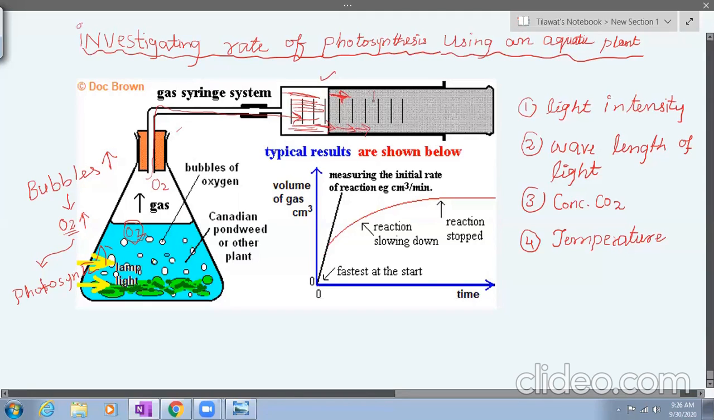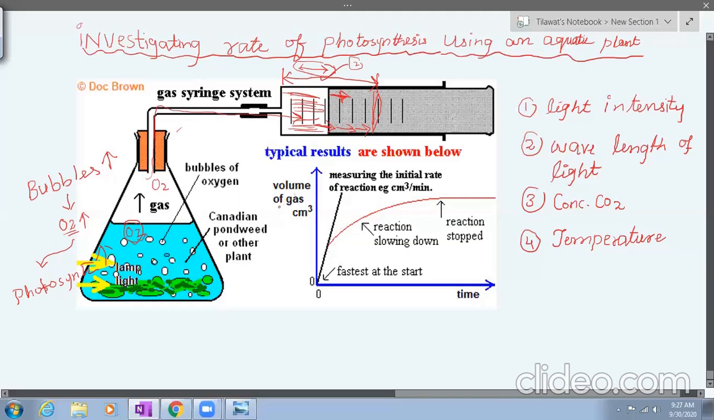If it covers more space, you have to measure this distance. So for example, in one experiment, it covered the distance from here to here, right? In another experiment, it covered less space. So it means the rate of photosynthesis is less in experiment number 2. Why? Because the piston covered less distance, so less oxygen accumulated here. So it means the rate of photosynthesis is low. Am I clear?